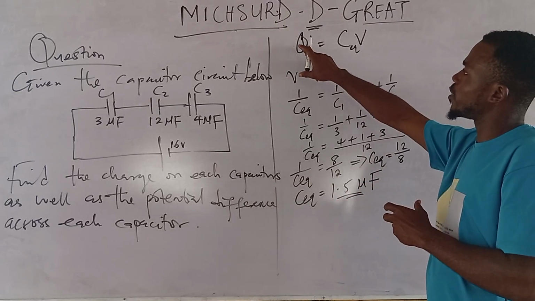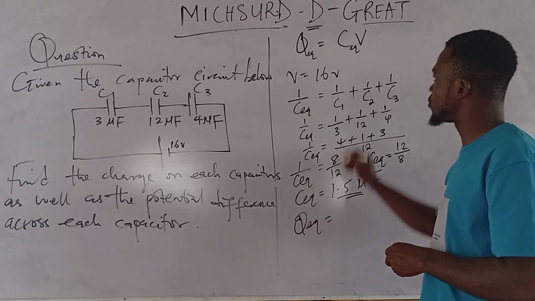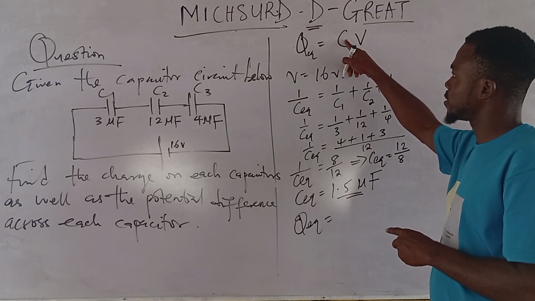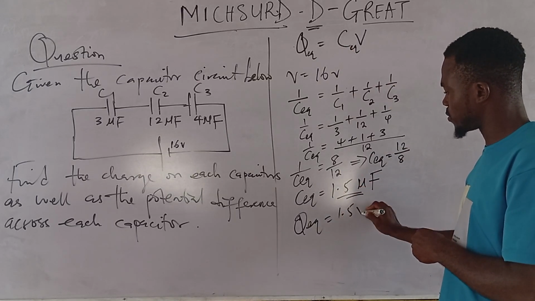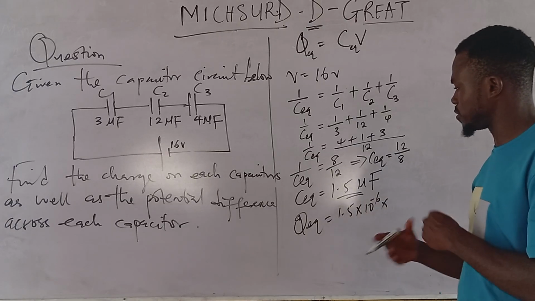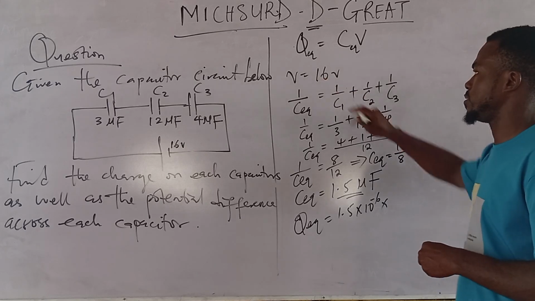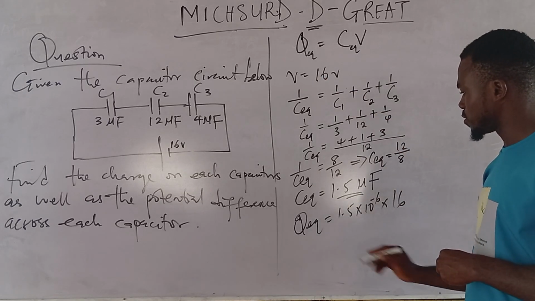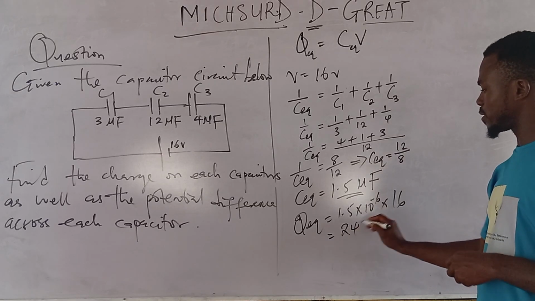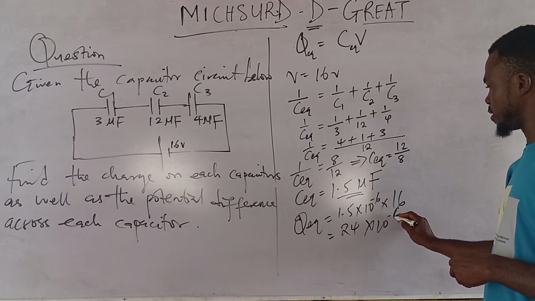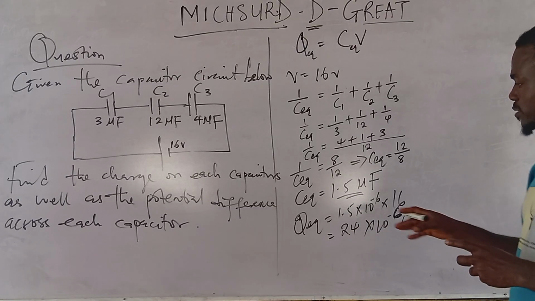Now, what we are looking for is the equivalent charge. So the equivalent charge will be equal to C, the equivalent capacitance, which is 1.5. So I will convert the micro now to 10 raised to the power minus 6 since we are using it for calculation. Then the potential difference is given as 16 volts. So we have 16. If you multiply, you are going to get 24 times 10 raised to the power minus 6 coulomb. So this gives us the equivalent charge.